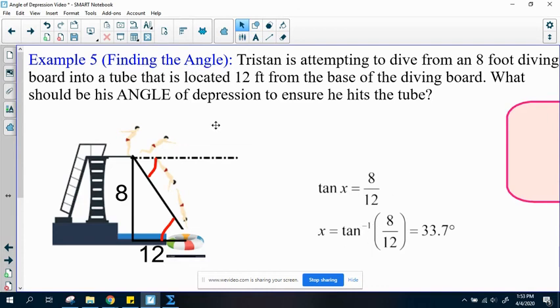Okay, very similar to the problems of elevation. The only difference is that in all these problems, the angle's on the outside of the triangle, so you need to put the angle on the inside.